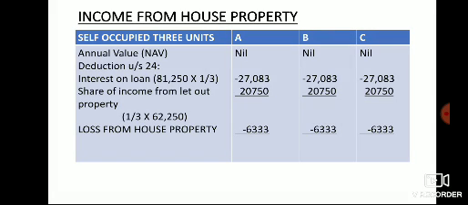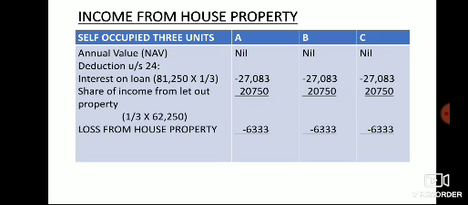Income from house property. Here there are 3 self-occupied units, A, B and C. So the annual value for self-occupied units will be taken as nil. Deduction under section 24, interest on loan, that is 81,250, will be divided among the 3 units. This deduction will be allowed even if the NAV is nil, which will come to 27,083 each.